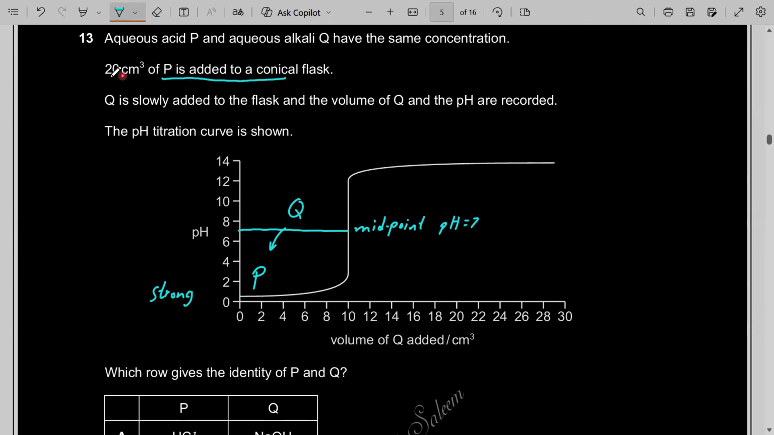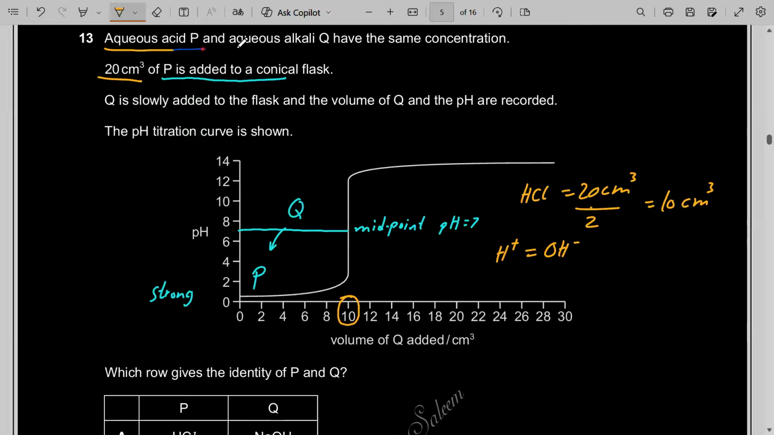Now, if we look here, we have two pieces of information to check this. First of all, it says that 20 cm cube of the acid P was used, and this vertical section is at 10 cm cube. It is not at 20 cm cube, which means HCl was 20 cm cube, but the equivalence point is at 10 cm cube. It is basically half of the 20. So half of the 20 gives you 10 cm cube, which means it is the point where both the hydrogen ions and hydroxide ions were exactly the same.